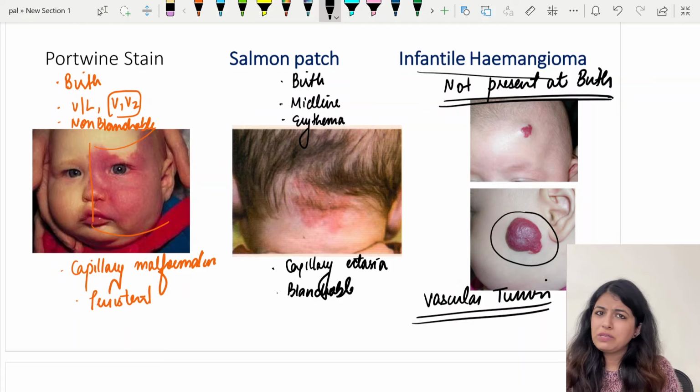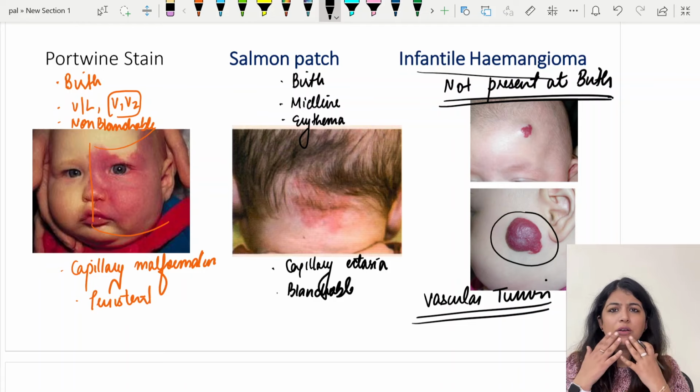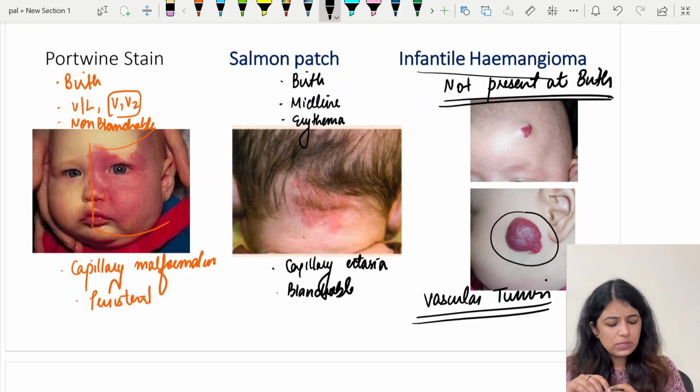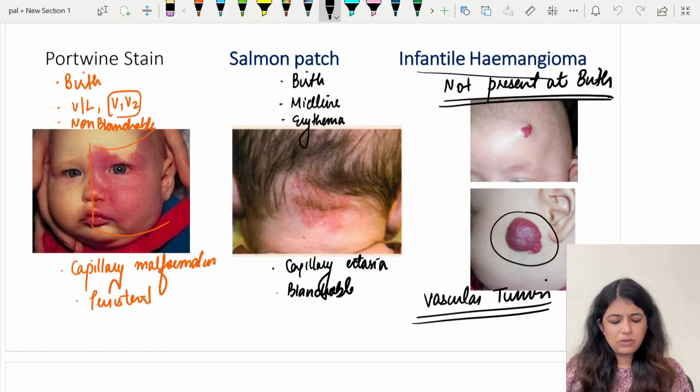So there is no specific treatment required. It can self-resolve. But in some patients where it is growing very big or at functionally important sites, showing ulceration, in those patients the treatment of choice is oral propranolol. Okay. So in those patients the treatment of choice is oral propranolol. So these are these three birthmarks here. Very, very important to be able to differentiate them from each other.